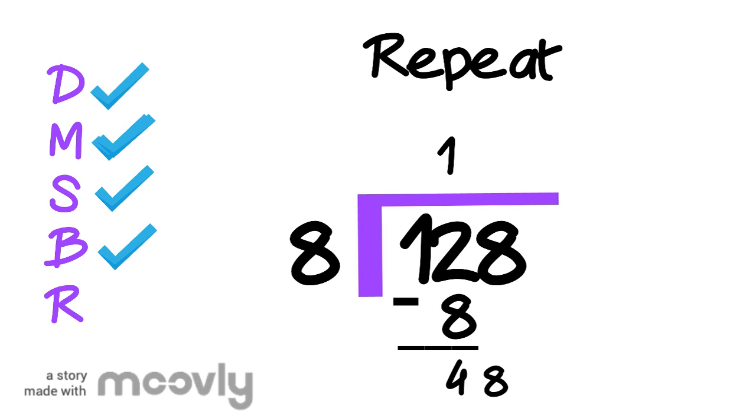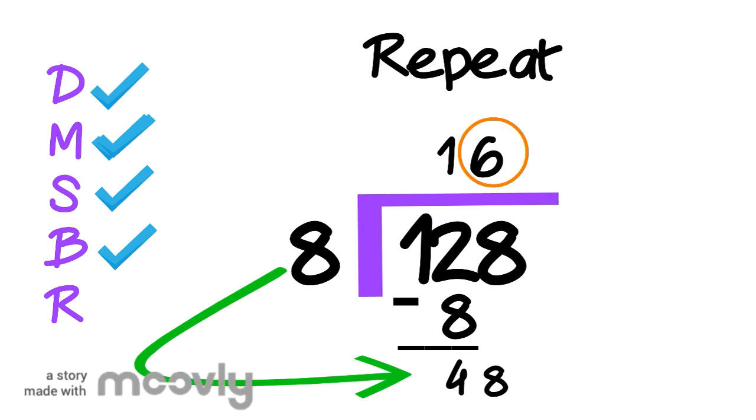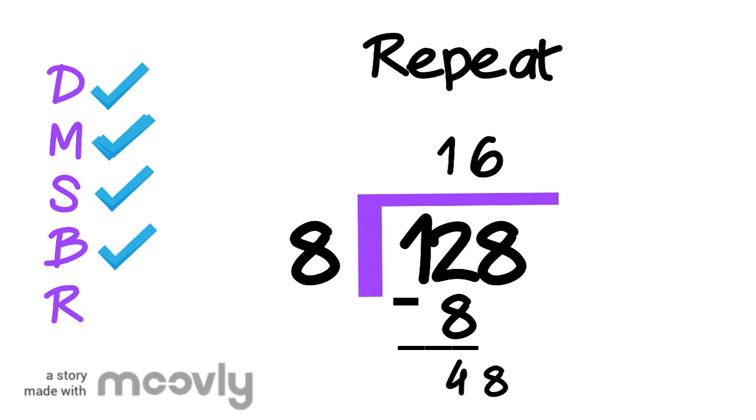For repeat, we start our process over again, going back up to our D, divide, but now using our new number of 48. So now it's how many times does 8 go into 48, which is 6. So our 6 goes back up to the top on our quotient next to our 1. Now that we've repeated step D, we now are going to move on to our next step, M. We will keep going through all our steps and repeating them until we have our answer.